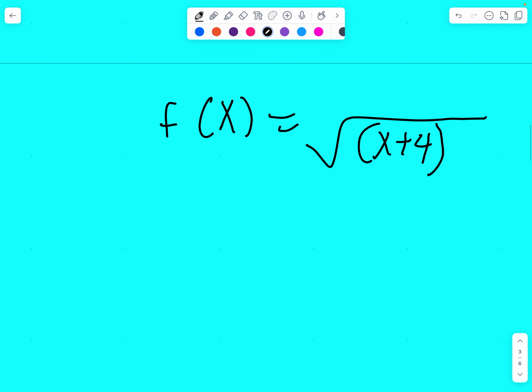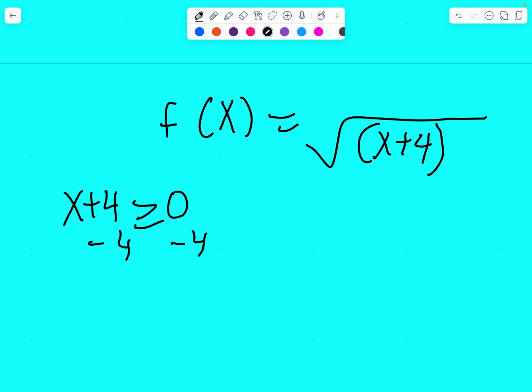Let's look at a medium level challenge. Here we have a square root, so we must keep what's inside the square root greater than or equal to 0, because you are not allowed to have any negatives under a square root, all right? Simple as that. So we have x + 4 greater than or equal to 0, right? So I'm going to subtract 4 on both sides. I get x is greater than or equal to negative 4.